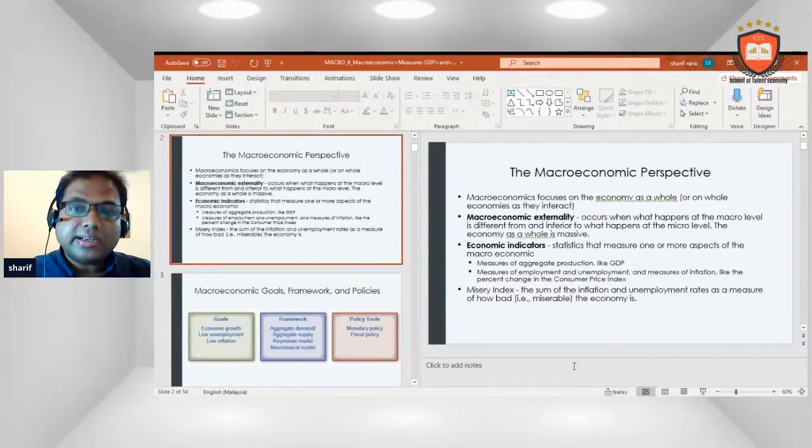Macroeconomic externalities occur when what happens at the macro level takes a different form and is inferior to what happens at the micro level. The economy as a whole is massive.